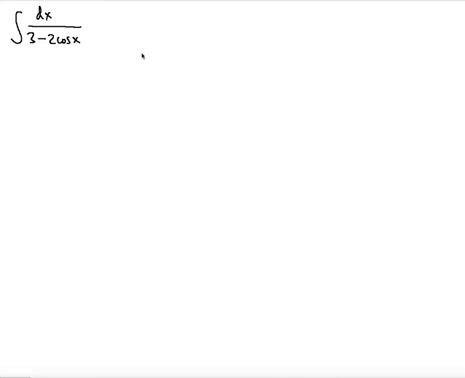We'd like to find the antiderivative of 1 over 3 minus 2 cosine of x. So again, for this type of integral, or this type of function that we're going to find the antiderivative for, you're going to use the substitution x is equal to twice arctangent of u.